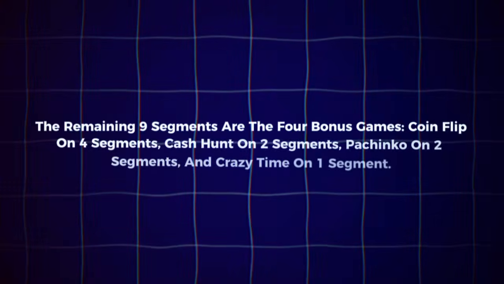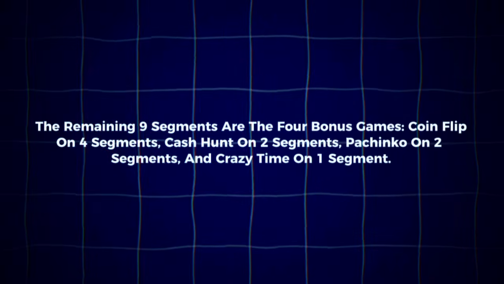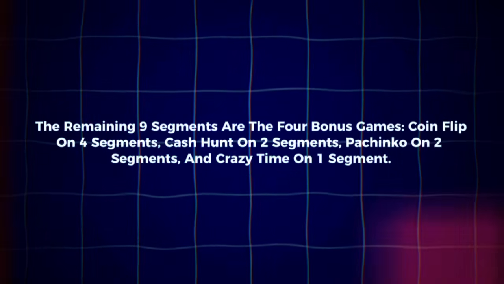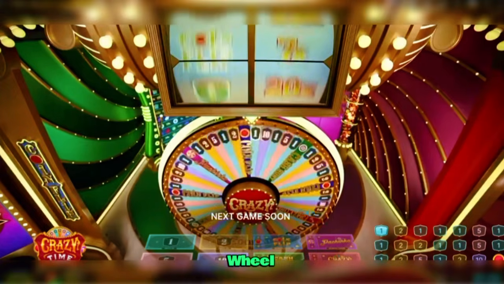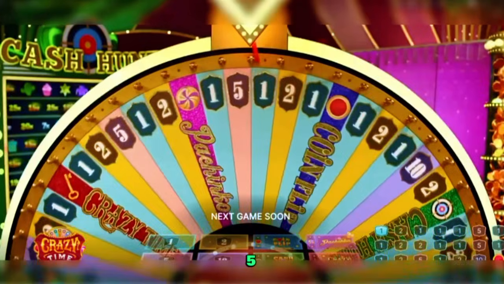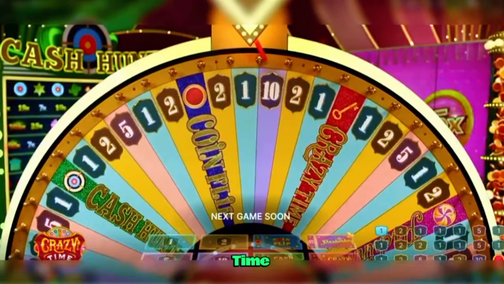The remaining 9 segments are the 4 bonus games: Coin Flip on 4 segments, Cash Hunt on 2 segments, Pachinko on 2 segments, and Crazy Time on 1 segment. Every segment on the wheel corresponds to a bet position. You can bet on 1, 2, 5, 10, Coin Flip, Cash Hunt, Pachinko, or Crazy Time before each spin. Understanding this distribution tells you the most important thing about Crazy Time before you place a single bet.